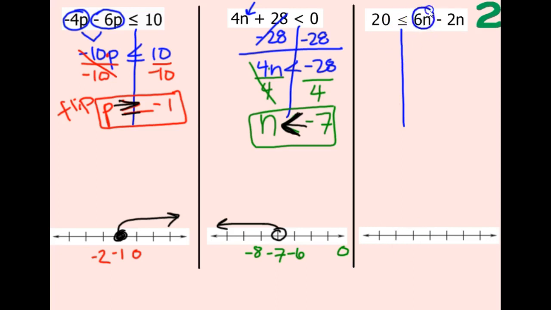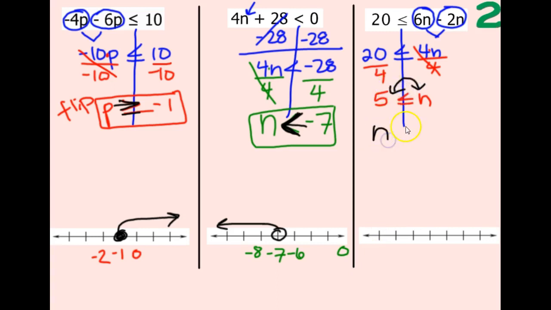Alright, first step here, we need to combine our like terms. 6n minus 2n gives me 4n. And there's a 20. Then the opposite of multiplying by 4 would be dividing by 4. So I have n. And then 20 divided by 4 is 5. But I can't graph this like it is. I need to flip-flop this around. So we have n, flip my symbol, and 5.